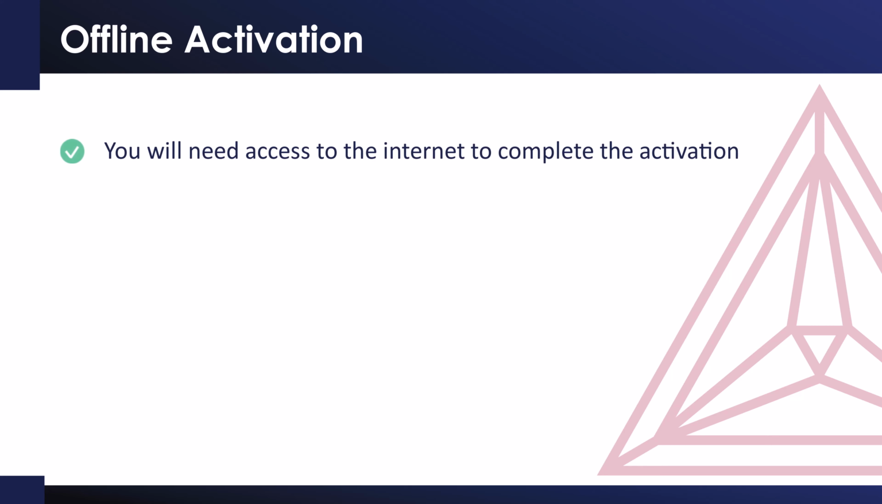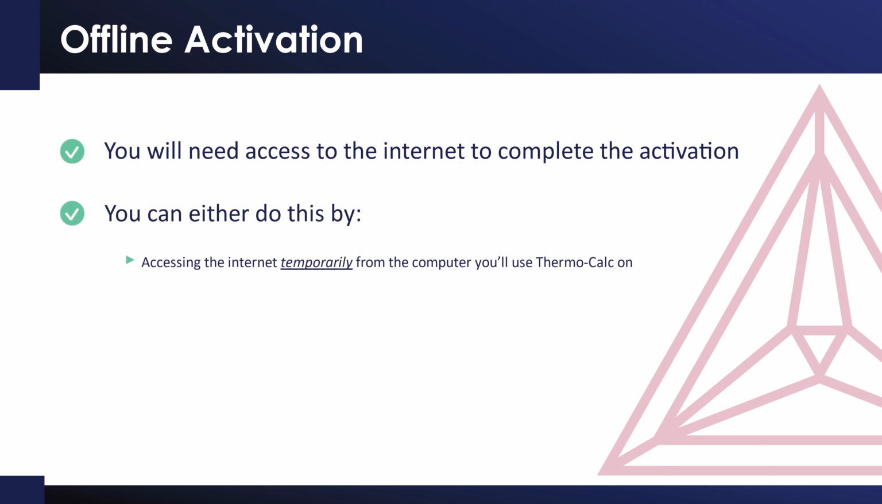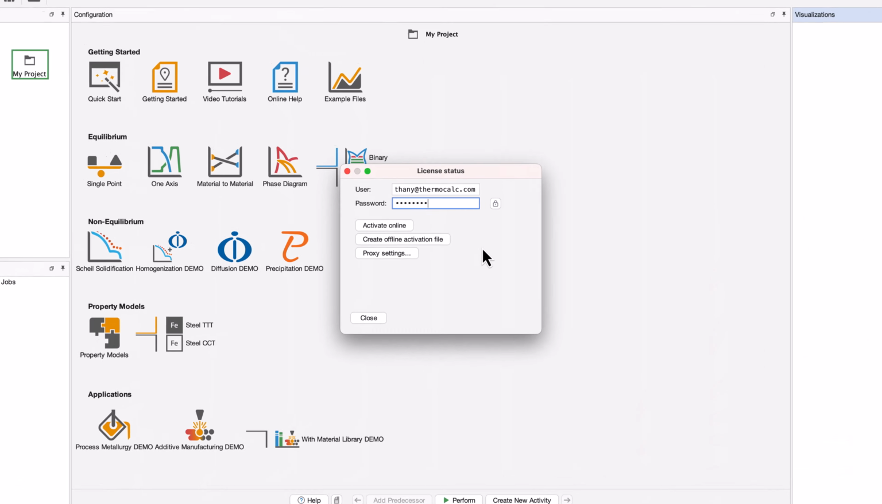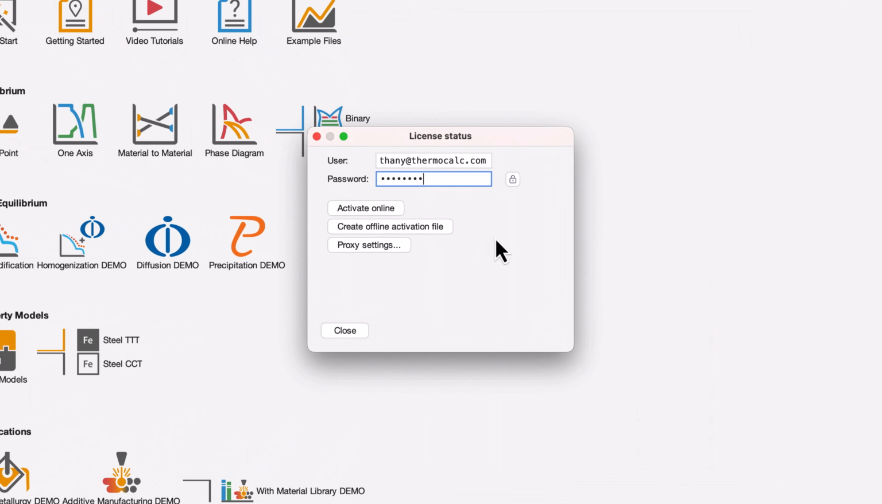For users who need to create an offline activation file, you will need access to the internet to complete the activation. You can either do this by accessing the internet temporarily from the computer you'll use Thermo-Calc on, or activating the license on another computer, then transferring the license to the computer you will use Thermo-Calc on. I'll cover both in this video. Start on the computer you will use Thermo-Calc on. Click Create Offline Activation File.